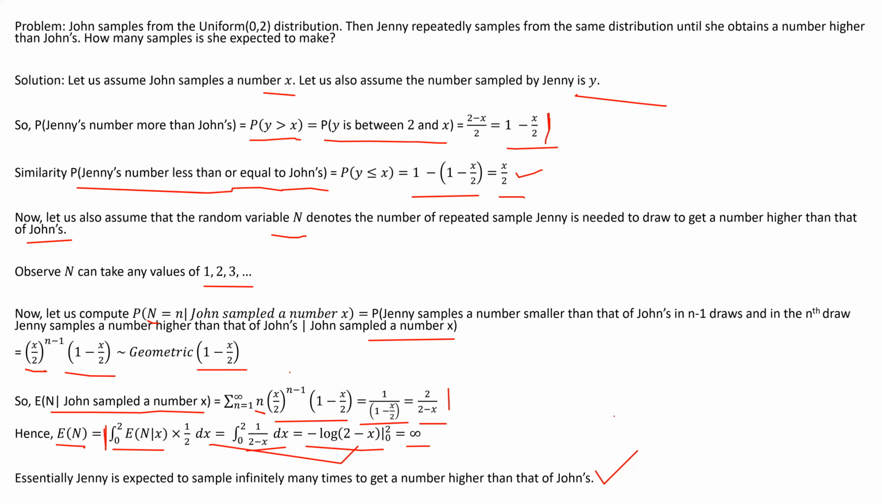The trick to solve this kind of problem is that these can easily be solved with conditional distributions. That's what we have done. We started with the assumption that John has chosen a sample which is x, and then tried to solve the entire question.